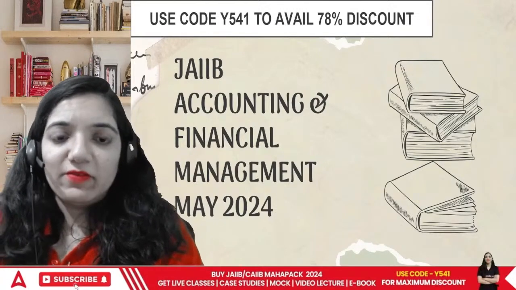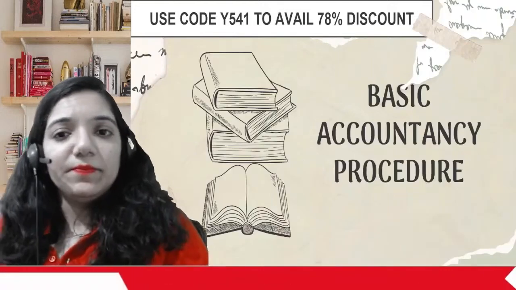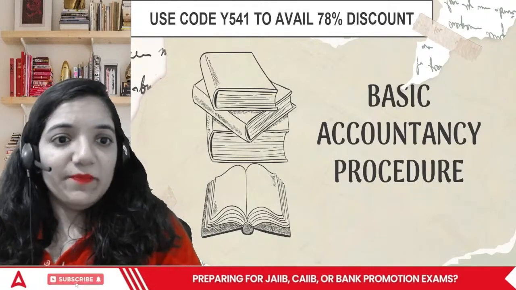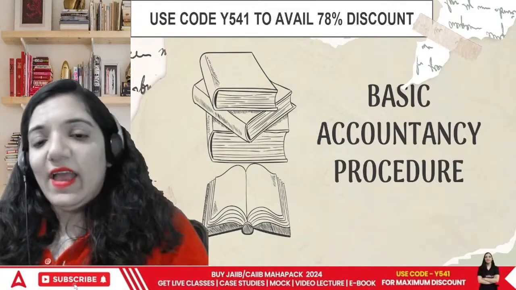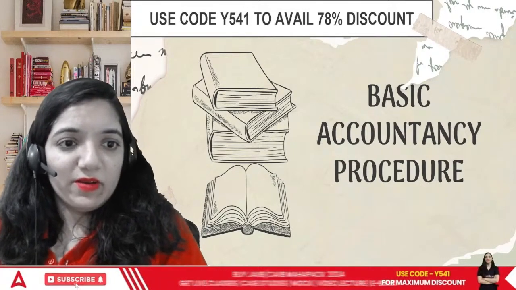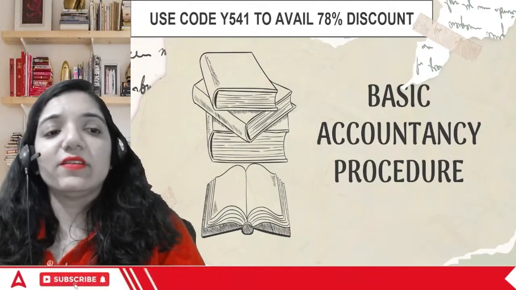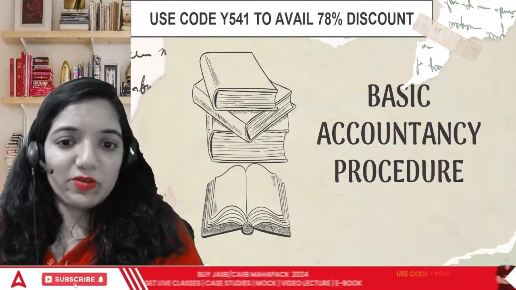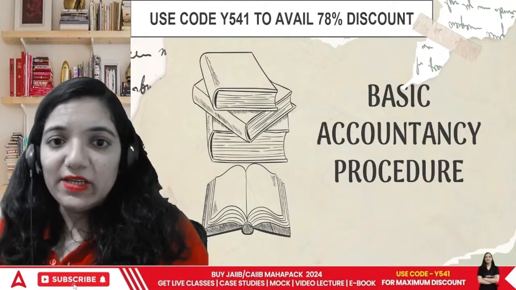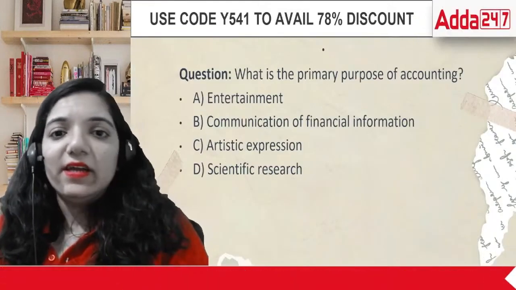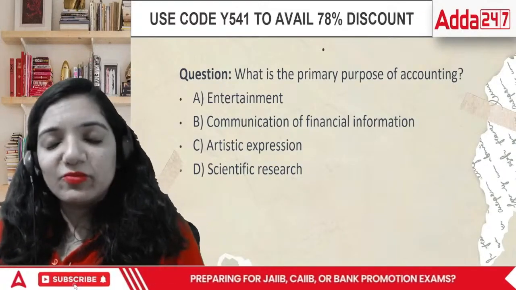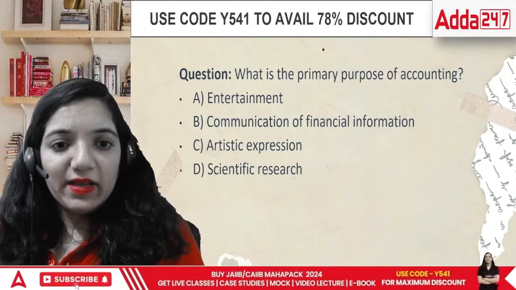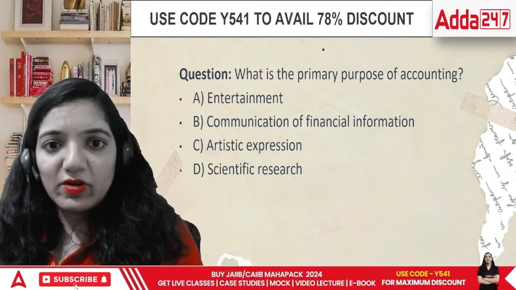Let's look at the topic, everyone. We are preparing chapter number 1 or unit number 1 in this area, that is accounting principles and processes. The first topic is the definition, scope, and accounting standards. That's the particular topic that I'm starting from today. Basic accountancy procedure would be taken up after this topic. Acha everyone, let's continue. What is this topic all about?